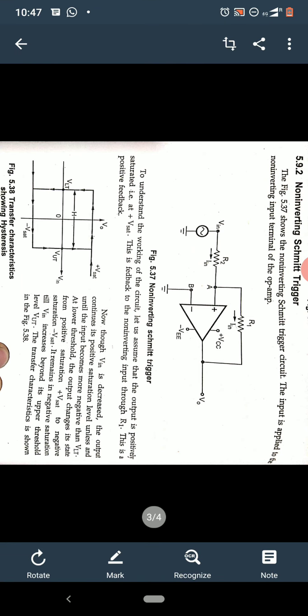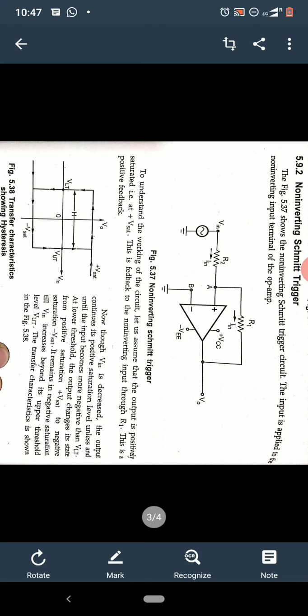Although your V input voltage is less than the upper triggering point, your output will not change from plus V saturation to minus V saturation. Look at the diagram, you can understand it. Till your V input is reduced to a value which is less than VLT, which is marked at the left side of the hysteresis curve.